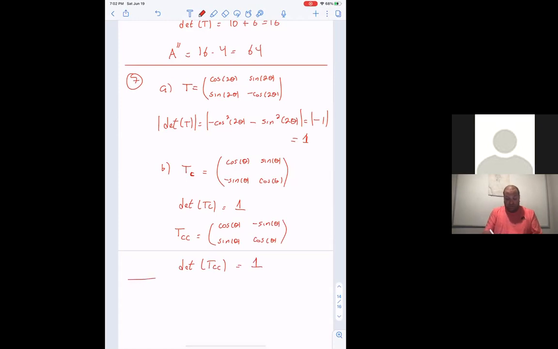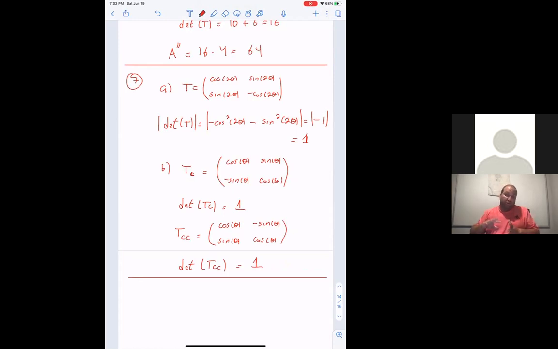And we see what I just said, that a rotation and a reflection do not change the area. Their determinants have to be 1 or negative 1, so that the absolute value is 1.